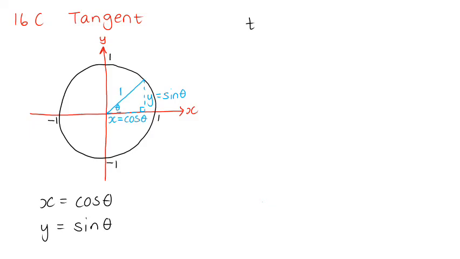What will tan theta be? Tan is opposite over adjacent. What's our opposite side? And our adjacent side is? So it'll be y over x, or sine theta over cosine theta.